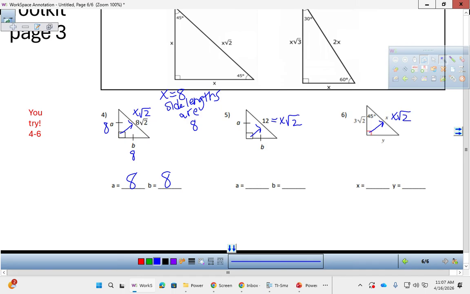This one's not as straightforward though because the hypotenuse doesn't have a root 2 in it. So now we have to do some work to solve for the side length. So I would divide by root 2. So x equals 12 over root 2. And I would rationalize it. So I get 12 root 2 over root 2 times root 2, which is root 4, which is just 2. And then 12 divided by 2 is 6. So the side lengths, x, are 6 root 2.